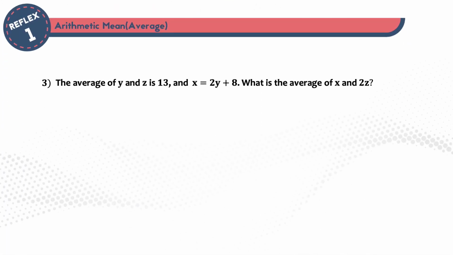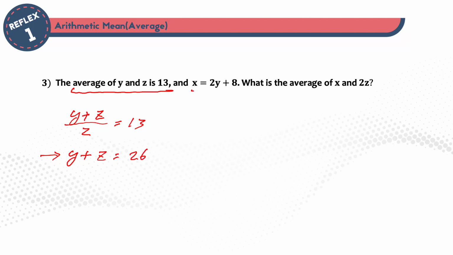Number 3, the average of y and z is 13 and x is equal to 2y plus 8. What is the average of x and 2z? All right, if the average of y and z is 13, that means y plus z divided by 2 is equal to 13, which means if we multiply both sides by 2, y plus z is equal to 26. Now, let's just write down that x is equal to 2y plus 8. We are looking for the average of x and 2z. That means x plus 2z divided by 2 is what we are looking for.